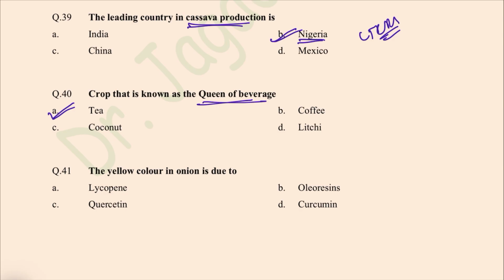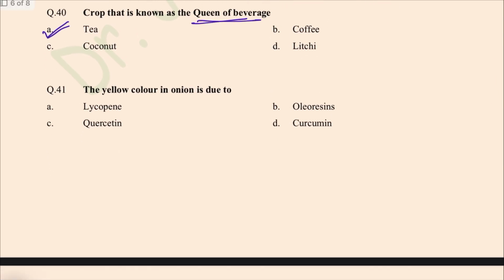Next question. The yellow color in onion is due to quercetin. The color of onion is due to flavonoid pigment. The characteristic yellow color of the outer scale of yellow onion is primarily due to the presence of flavonol, quercetin, and its derivatives. The compound is a powerful antioxidant.